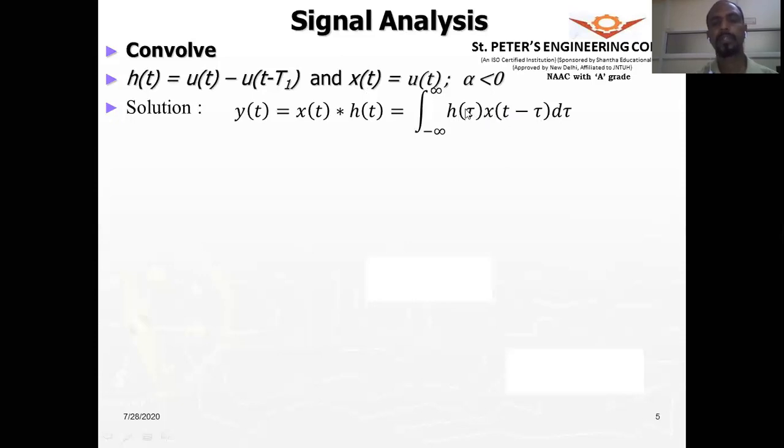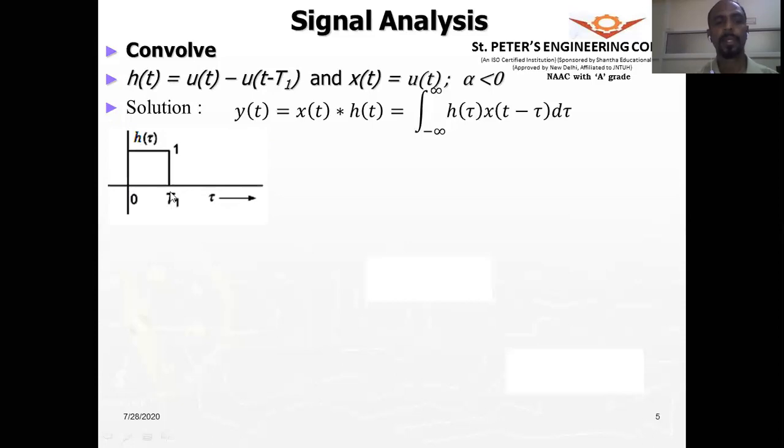So one signal is fixed and the other signal you are going to move over it, and we compute the region of overlap and then compute this integral. Now let us draw the signal. So this is h of tau, which starts at 0 and ends at t1. As I said, the first step in convolution is that h of t has to be drawn in terms of h of tau, or t has to be converted into tau.